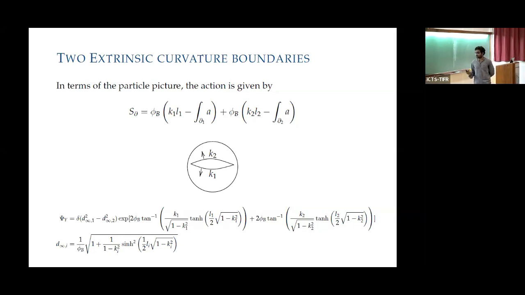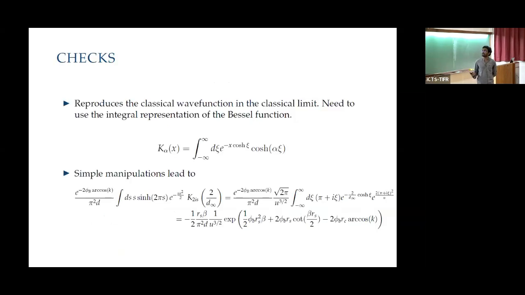Okay, so now what I've shown is how to compute these wave functions for two York boundaries or one York boundary and one asymptotic boundary. So now in the last few minutes, let me show some checks on these wave functions that will turn out to be nice and confirm that what we have obtained is indeed reasonable. The first check that we can think of is, can we reproduce just a classical wave function in the classical limit?